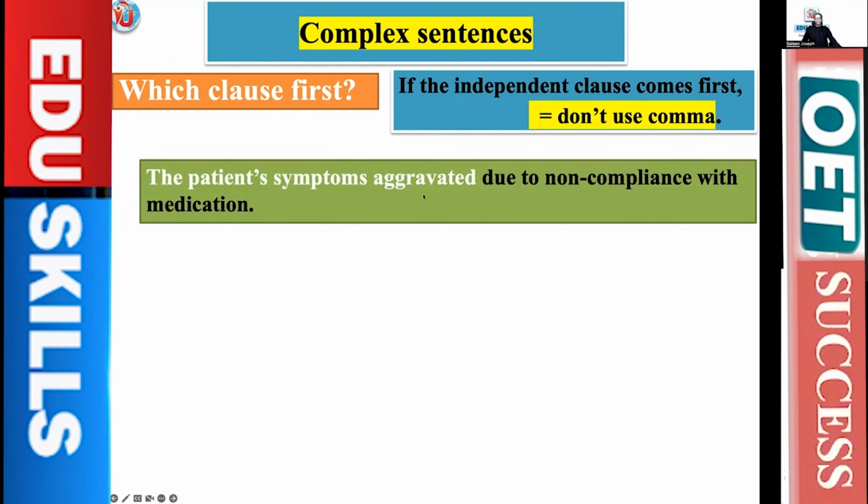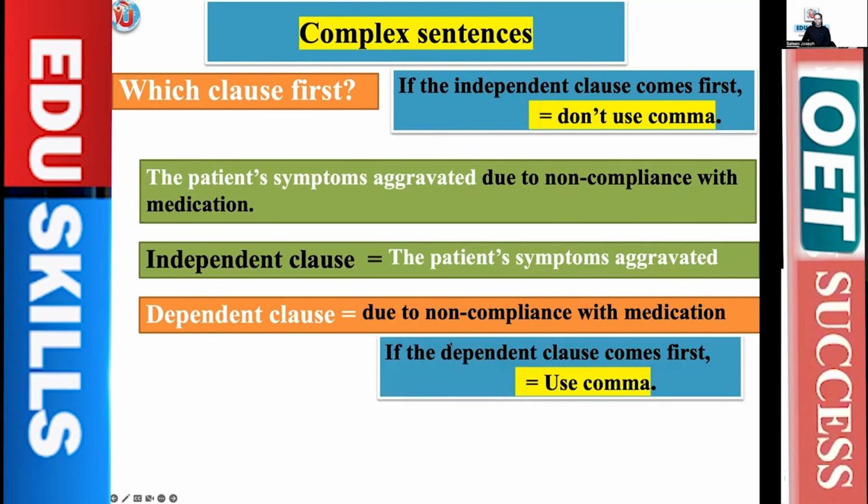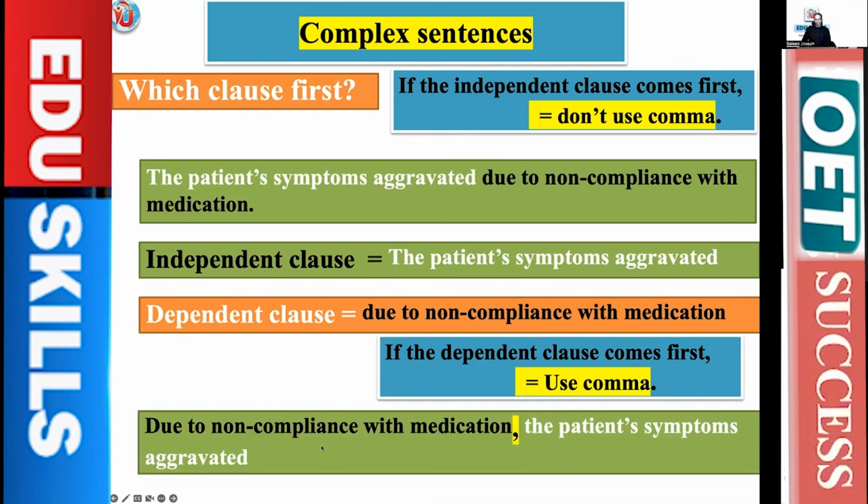And one more example, the patient's symptoms aggravated due to non-compliance with medication. Independent clause first. The patient's symptoms aggravated. That itself is a full sentence, so it is an independent clause. That's why we have not put a comma after the independent clause. The dependent clause is due to non-compliance with medication. So if you are writing the dependent clause first, you have to use a comma. For example, here you see the same sentence written in a different order. Due to non-compliance with the medication is a dependent clause. So comma, the patient's symptoms aggravated, which is an independent clause.